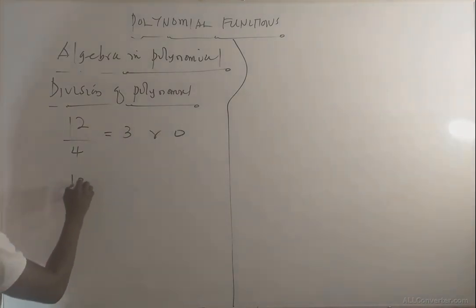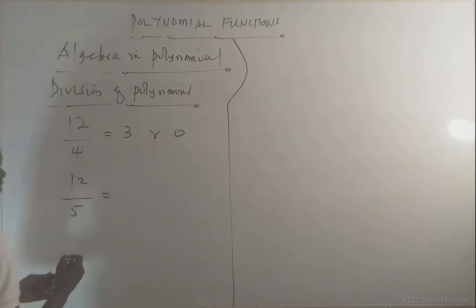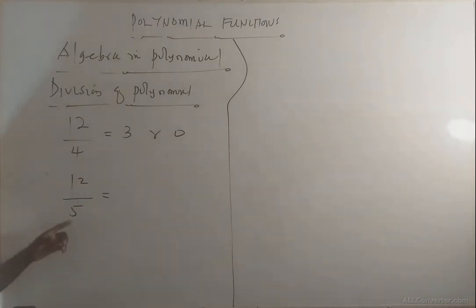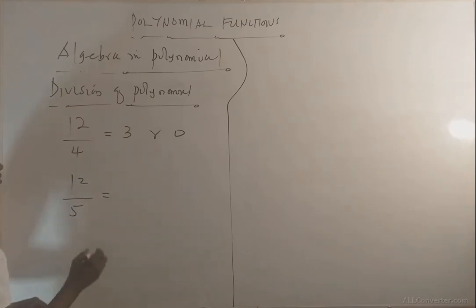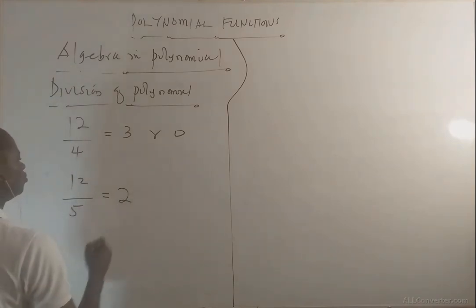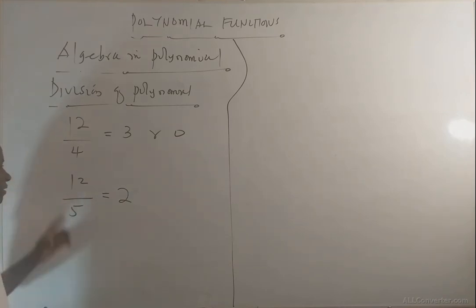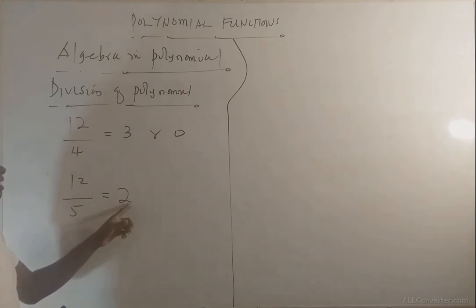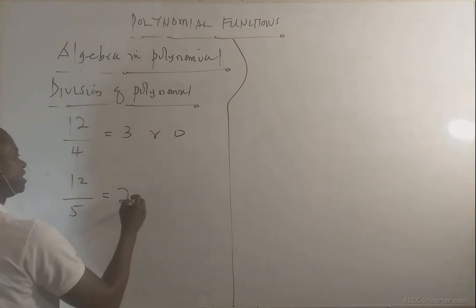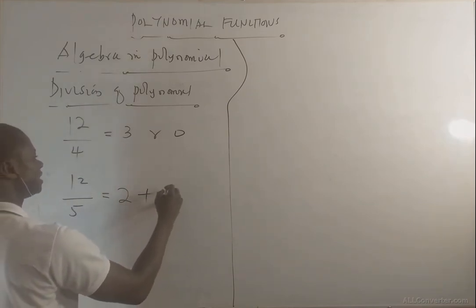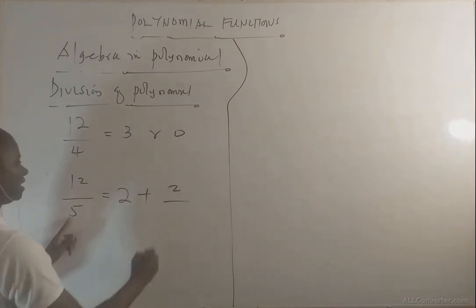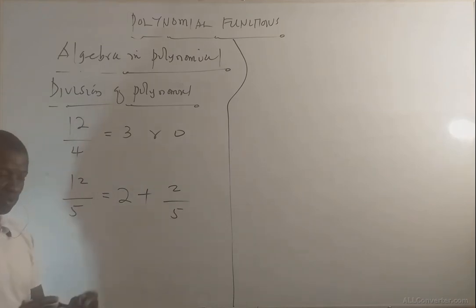Now, if you have 12 divided by 5, take note that 5 goes into 12 twice, but there is a remainder. If you go in twice, the remainder is 2. So this is the same as 2 plus the remainder over the divisor, that is 2 over the divisor.